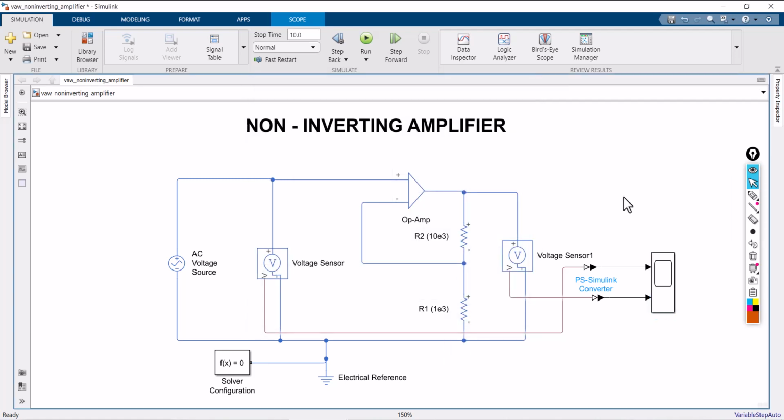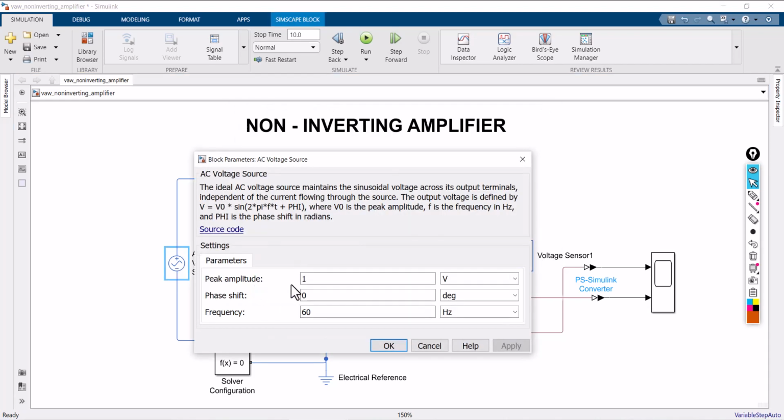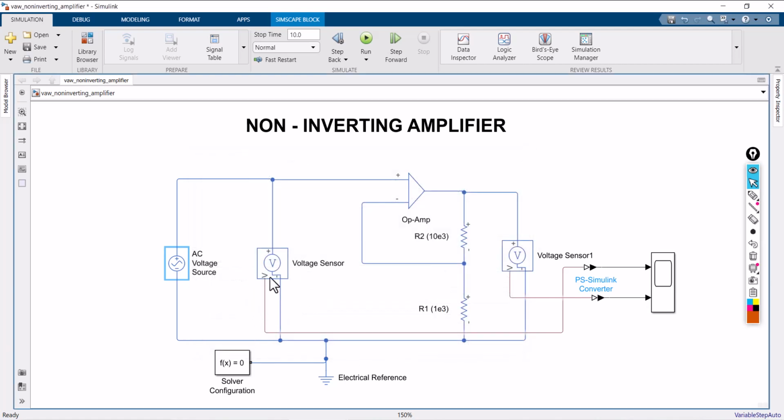Fine. So now you can feed the inputs. First of all, go to AC voltage source. As per our design, I'm giving the values. Whatever the peak amplitude I'm using, let it be 1 volt. So definitely it will give you an output voltage of 11 volts because as per the design, the gain is 11. The frequency, let it be 1000 hertz. And the voltage sensor does not require any inputs.